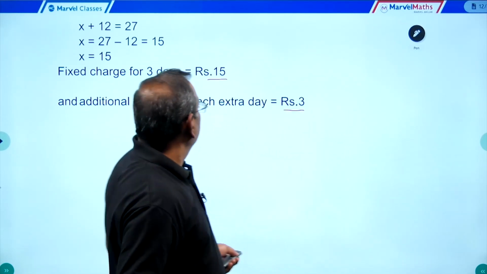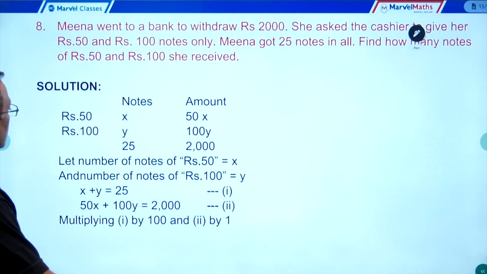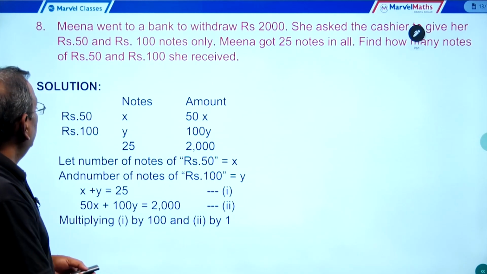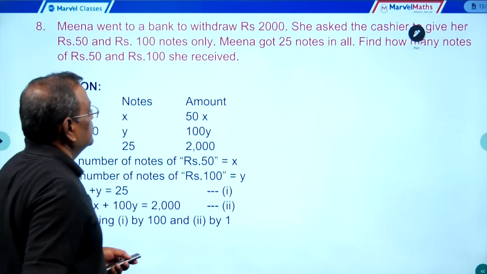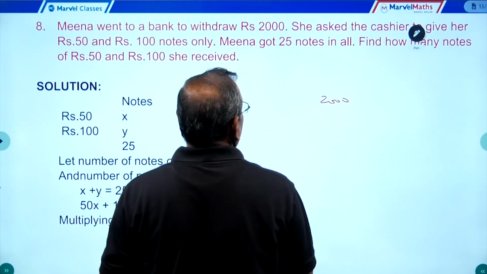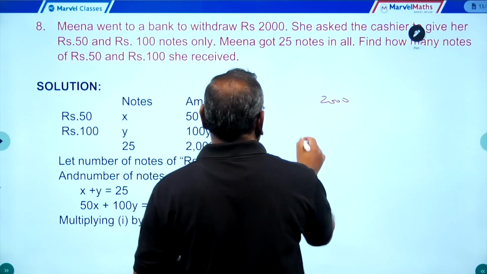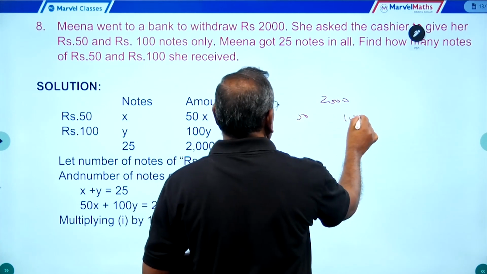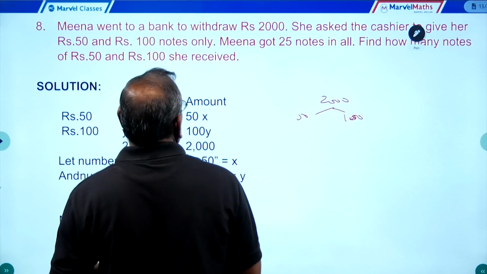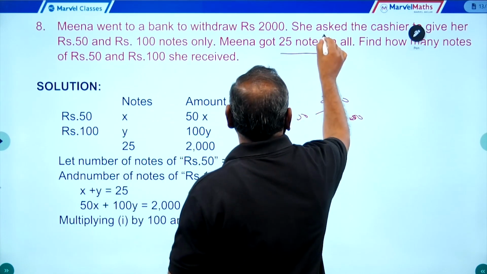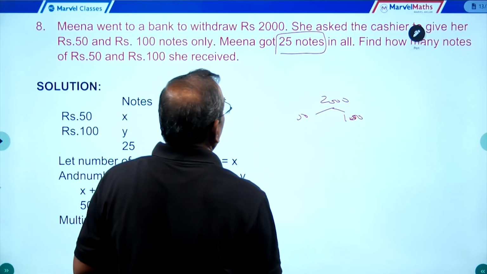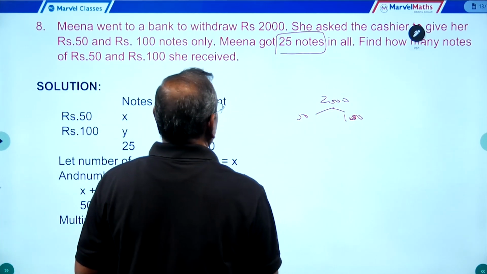Okay. Next. Another very important one related with commercial maths, third type. Meena went to the bank to withdraw 2000 rupees. She asked the cashier to give her 50 rupees notes and 100 rupees notes, and Meena got 25 notes in all. This is the first condition. Find the number of each note and what is the total amount?